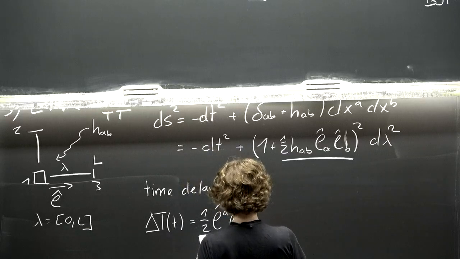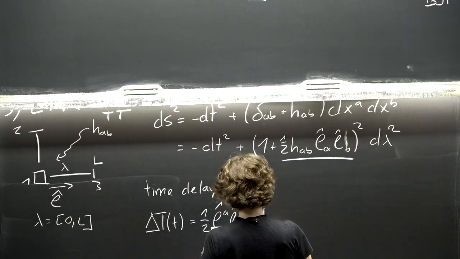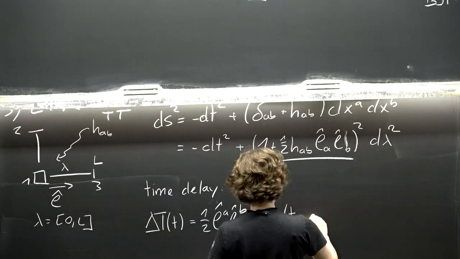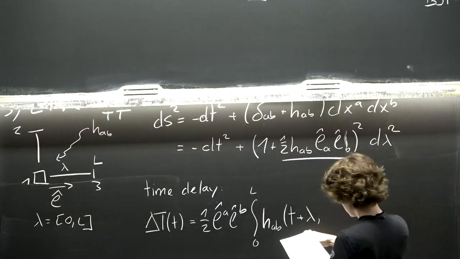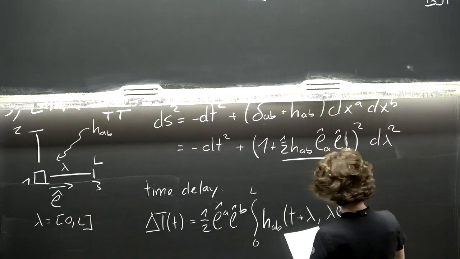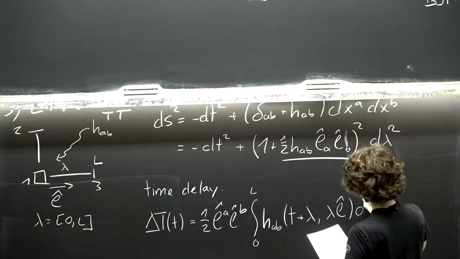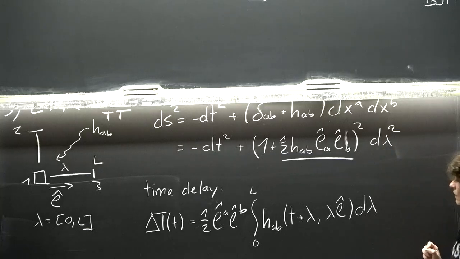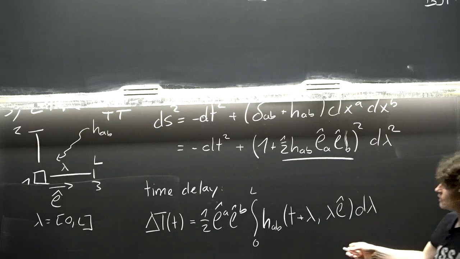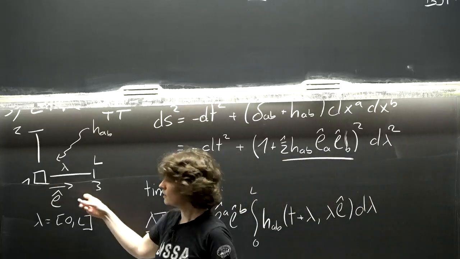And now we have to integrate along lambda H_AB, use lambda here to parameterize where we are, so it enters both in the time coordinate and in the spatial coordinate d lambda. Okay, so that's the time delay that the photon picks up due to a gravitational wave when propagating from here to here.